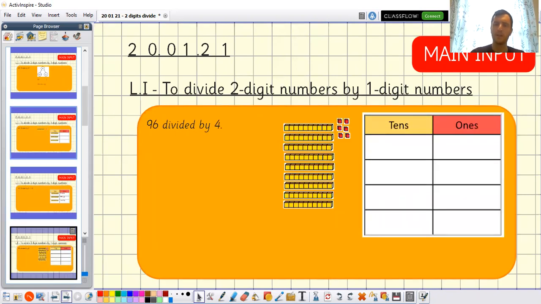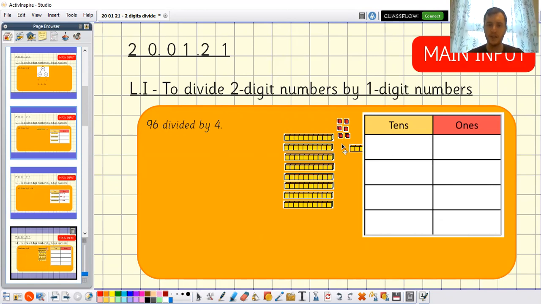Now, if you're not sure, let's have a look at another example together. So this time, I've got 96 divided by 4. How many groups am I splitting 96 into this time? Well, I don't know if you said 4 groups. I'm splitting into 4 groups because I'm dividing by 4. So there's 1, 2, 3, 4. 4 groups. And as always, I'm starting with my 10s.